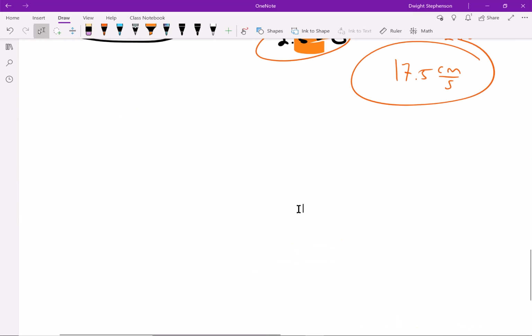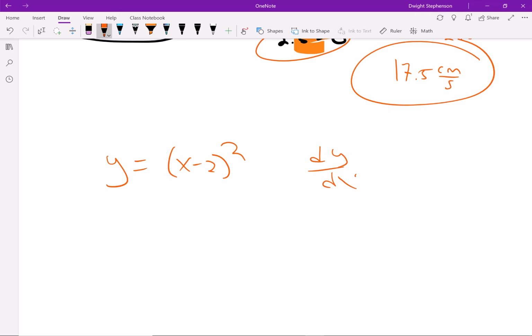Okay, that's about all we're going to do for today. I just wanted to make you aware of something so you don't make this mistake. If I have this, and I want to find the derivative of this, how do I do it, right? I think a lot of people are going to be tempted to say, oh, dy dx equals 2 times x minus 2 to the 1. Actually, I'm going to change this a little bit and make this a 2. And this is wrong. That is not correct.